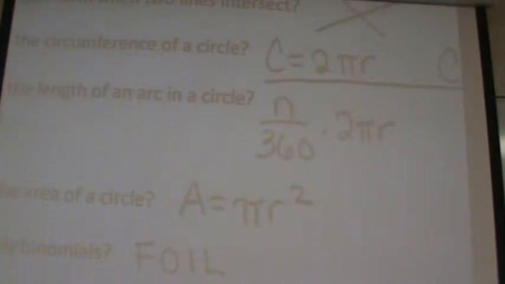What about the area of a circle? What's the formula for area of a circle? Pi r squared. Very good. Area of a circle is pi r squared. How do you multiply binomials? FOIL: first, outer, inner, last. You guys know that, right?